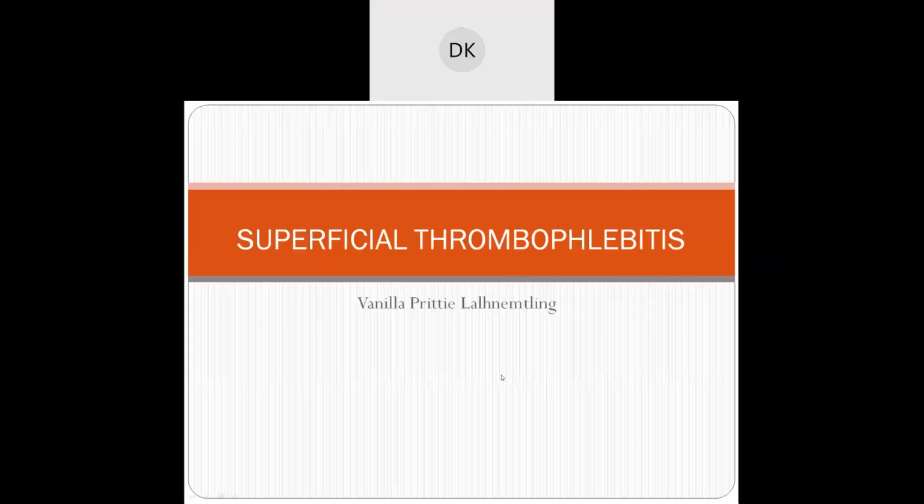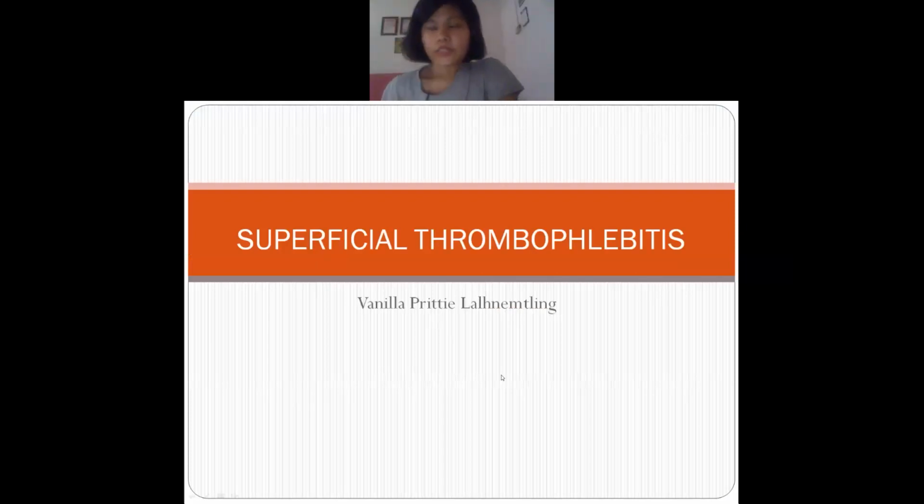Okay, so today we will be discussing another topic, that is superficial thrombophlebitis. From the name itself, superficial. So in which vein will it occur? Obviously, it will occur in the superficial veins. And thrombophlebitis means inflammation. Understand, inflammation. It will occur there. It is thrombophlebitis.